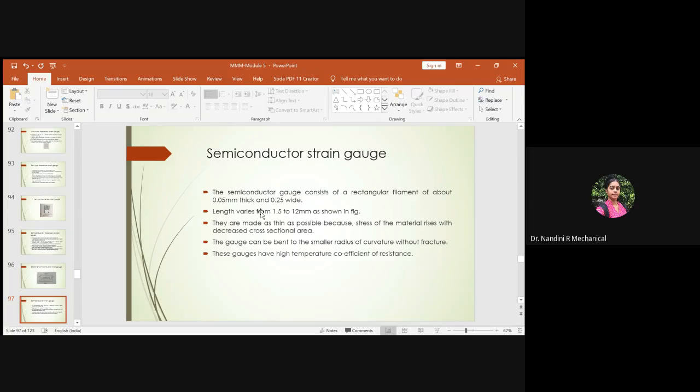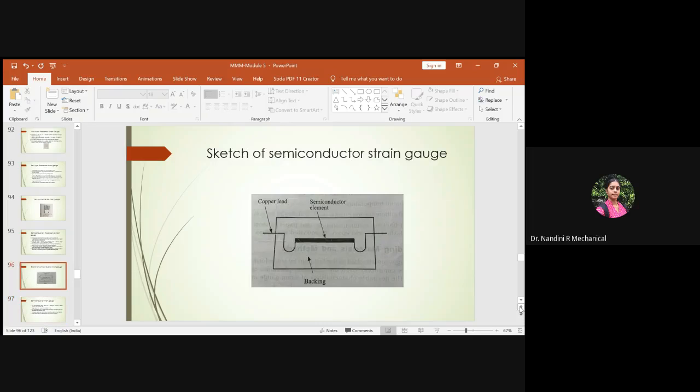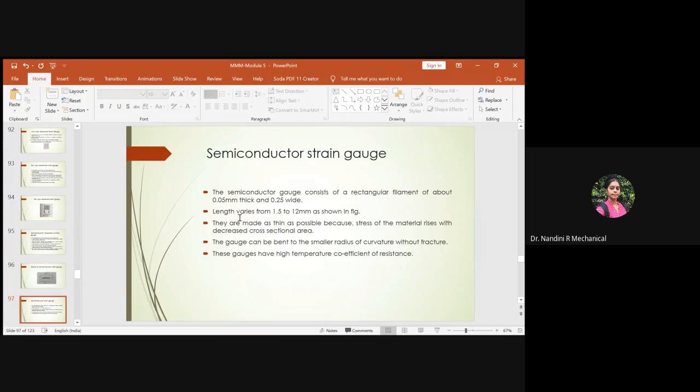There will be some configurations related to the dimensions we have to use. Usually a semiconductor gauge consists of a rectangular filament, as I showed you in the figure. You'll be having a rectangular filament of semiconducting gauge, which could be made using either boron or germanium. How about the area? It will have 0.05 mm thickness and 0.25 mm width. This is the specification it has to follow for our semiconductor gauge of rectangular filament.